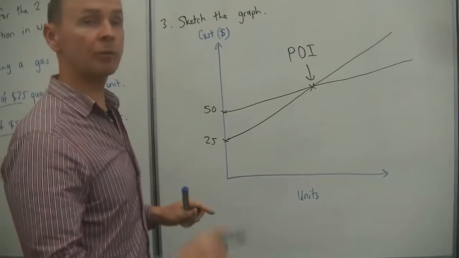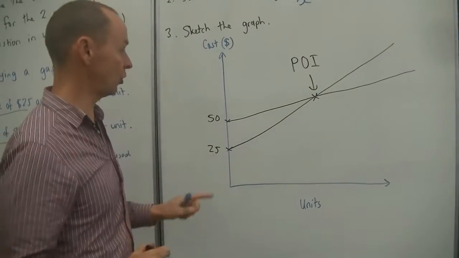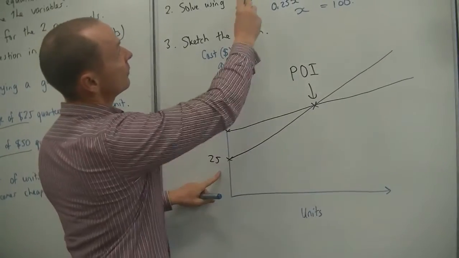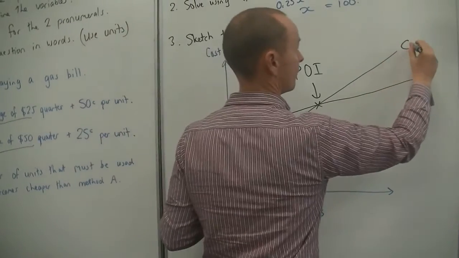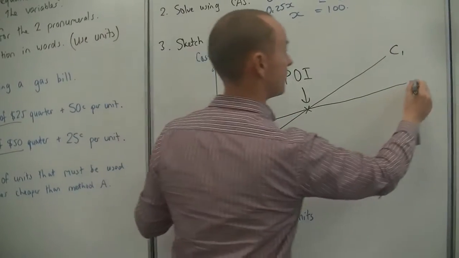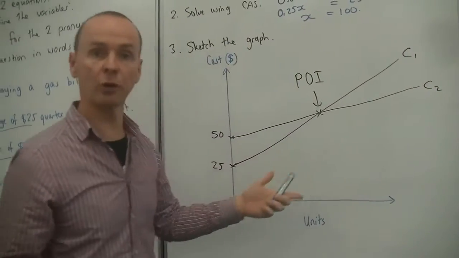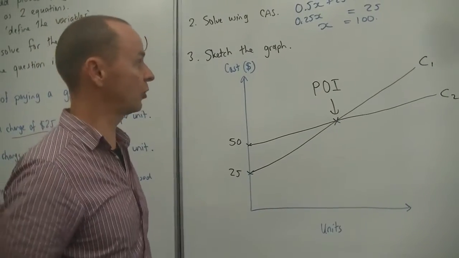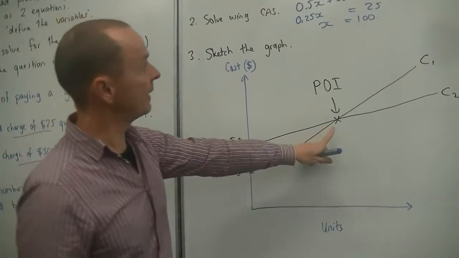And remember, when you've got two graphs, what must you do? You must label them both. So this one is cost 1, and this one here is cost 2, or method 2. You have to somehow distinguish between the two graphs. Alrighty, here's our point of intersection.